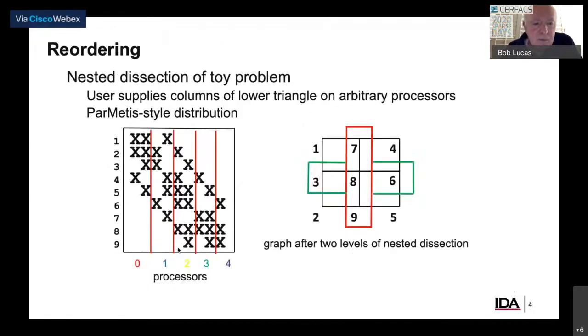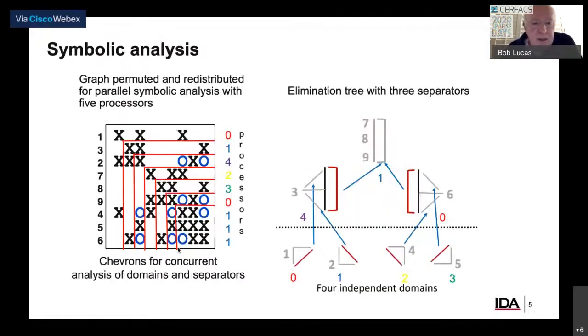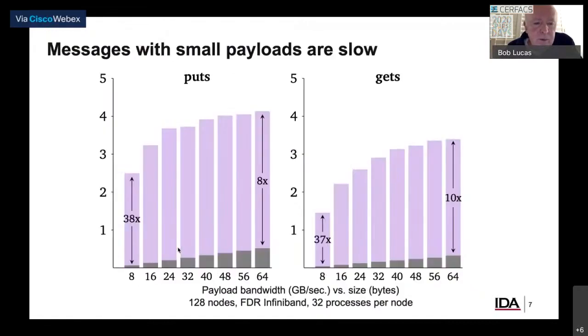This illustrates the problem for reordering. If I have a little 3x3 grid, where that's the graph of my matrix, and I have 5 processors, then if I call ParMETIS, I have to group adjacent columns together. For my symbolic analysis, I like to distribute the graph in chevrons, as illustrated here. So not only is the permutation different, but the distribution to processors is different, right? And I don't want to illustrate all the others because time is short.